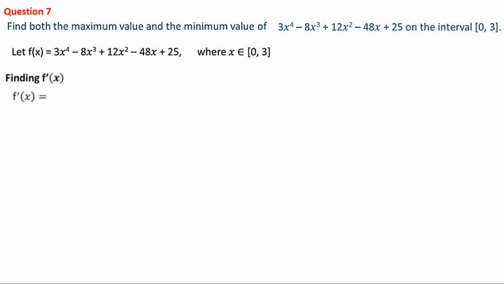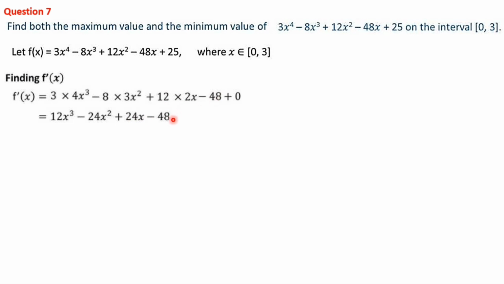f dash x is equal to the derivative of 3x power 4, which means 3 into the derivative of x power 4, which is 4x cube, minus 8 into the derivative of x cube, which is 3x square, plus 12 into the derivative of x square, which is 2x, minus 48 into the derivative of x, which is 1, plus the derivative of 25, which is 0. So 4 into 3 is 12x cube, 8 into 3 is 24x square, 12 into 2 is 24x, minus 48.